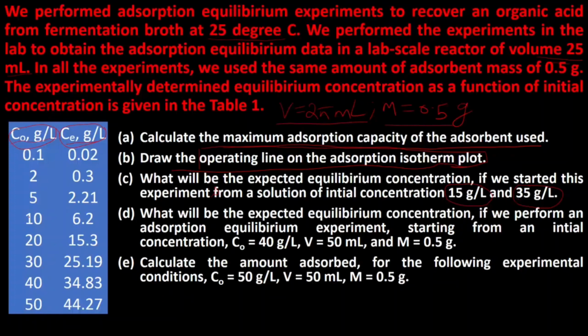If you start from an initial concentration of 15, what will be the equilibrium concentration, CE? You have to calculate this value using the graphical method. The second one is 35: if you start the same experiment from an initial concentration of 35 grams per liter, what will be the expected equilibrium concentration, the CE value? You have to calculate this using a graphical method. That's what we are going to do now.